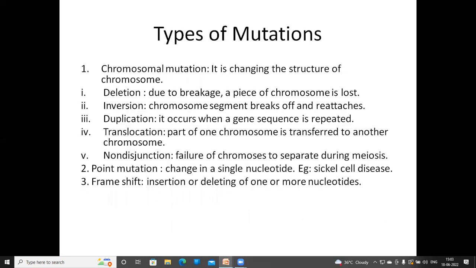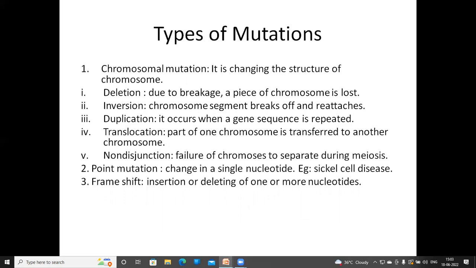Next, types of mutations. There are mainly 3 types. The first one is chromosomal mutation. As the name itself says, it changes the structure of the chromosome. It occurs in 4 ways. The first one is deletion. Due to breakage of the chromosome, some piece of the chromosome will be lost. That is called deletion.